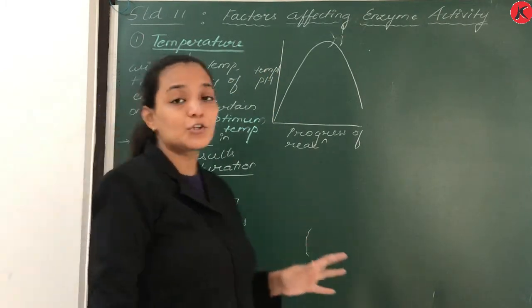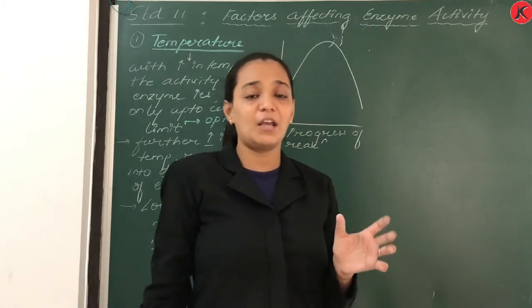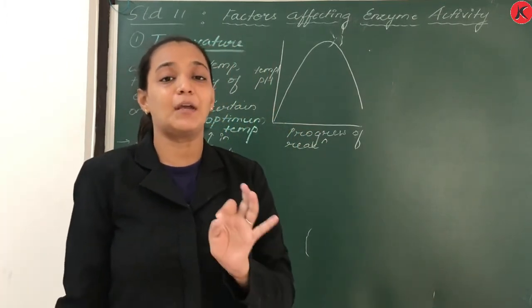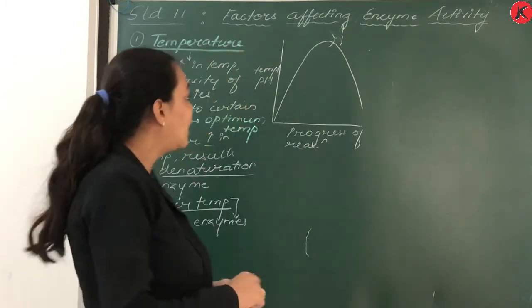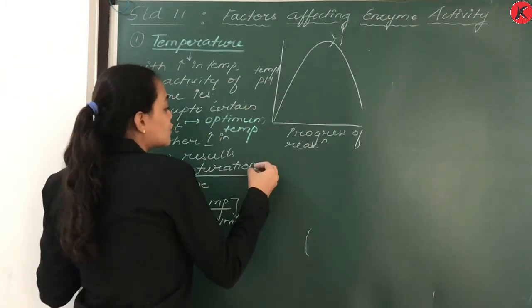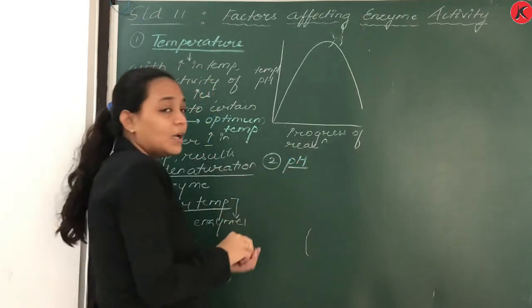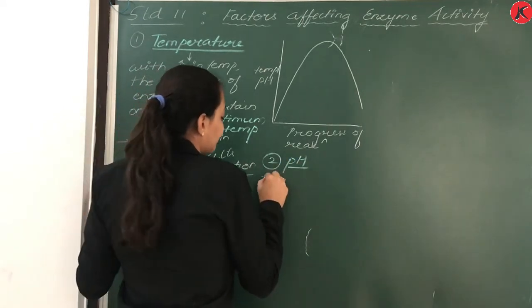Enzymes are functional at a normal temperature range. Same way, they are functional even at a specific pH range. Okay. So next factor which is going to affect is pH. Enzymes are active.